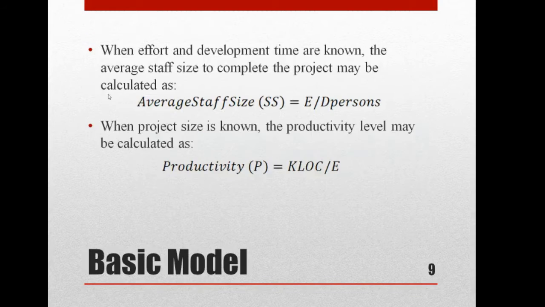So let us see. And also we have to calculate the average staff size and productivity. So for average staff size, it is E divided by D. What is E? Effort. What is D? Development time. Okay. Fine. And productivity, how to calculate? Kilo lines of code divided by effort. Okay. Fine.